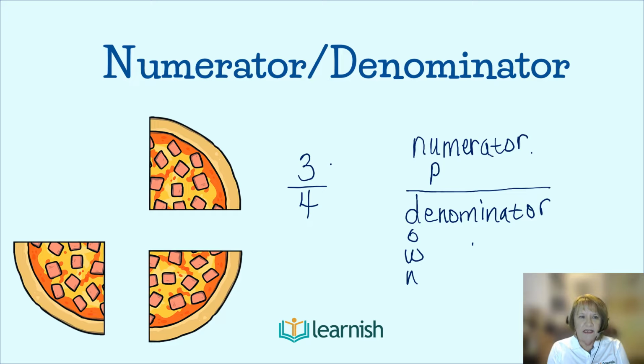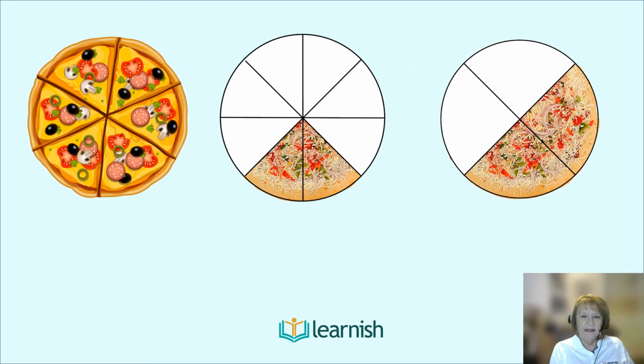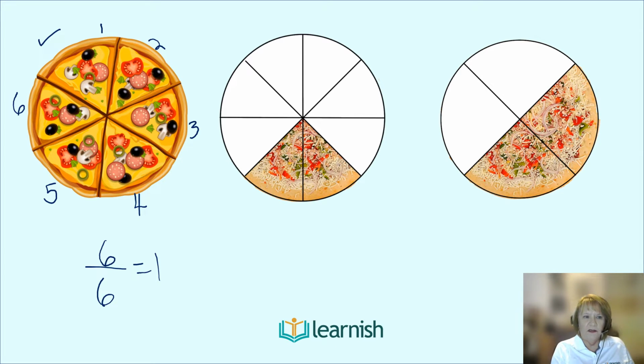The numerator is how many pieces you have, and the denominator is how many pieces you have altogether, or how many pieces it's divided into. This pizza is divided into 1, 2, 3, 4, 5, 6 different pieces. That's our denominator. And all of those pieces are there. So we have 6 out of 6. And any number over itself just equals 1. So we have one whole pizza.